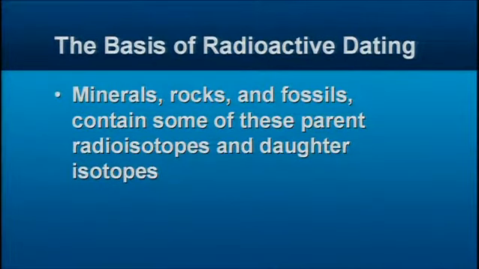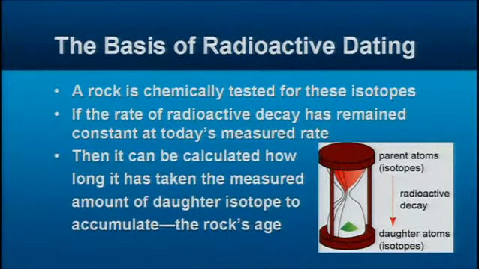So minerals, rocks and fossils can all contain some of these parent radioisotopes and daughter isotopes, which is the basis for being able to do this radioactive dating. Well, how does it work? A rock is chemically tested for these isotopes. You get samples, you take them to a laboratory, and they measure the amounts of these isotopes. And it is assumed that if the rate of radioactive decay has remained constant at the rate we measure today in the laboratory, then you can calculate how long it has taken for the measured amount of daughter to accumulate, and that's the rock's age.